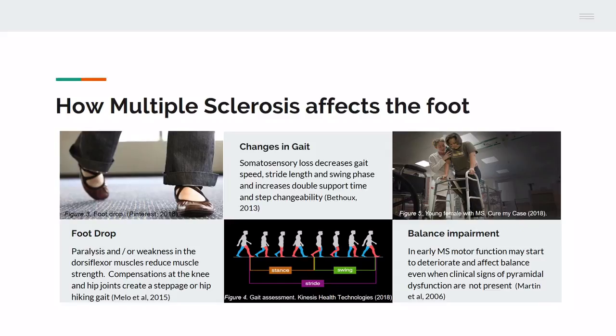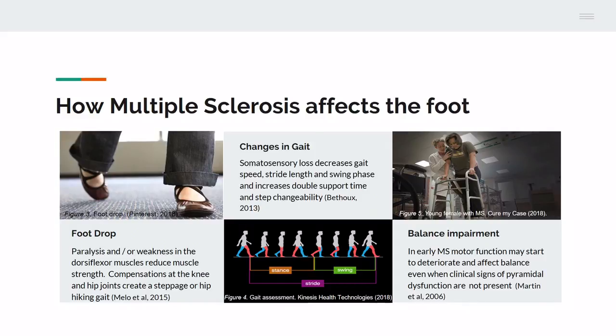In a study by Martin and others, results highlighted that people with early MS who present with mild neurological signs walk with reduced speed and stride length, limited ankle motion, and altered ankle muscle recruitment. The authors suggested in the early stages of the disease, motor function may start to deteriorate and affect balance, even when clinical signs of pyramidal dysfunction are not present.